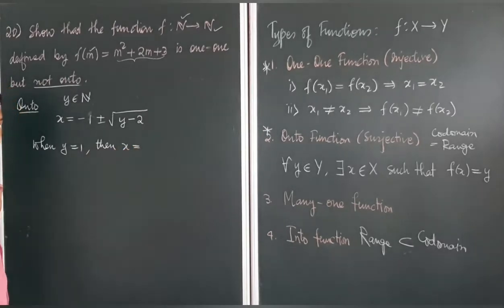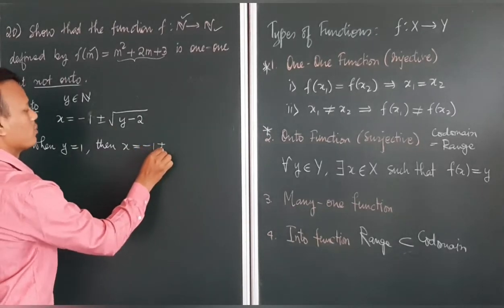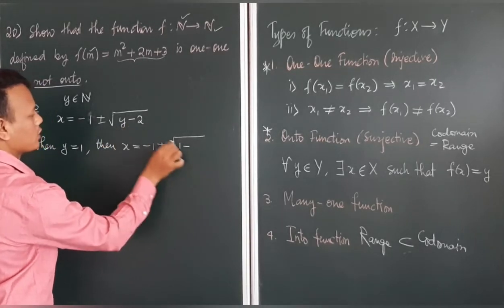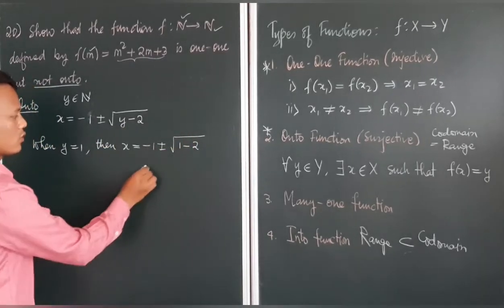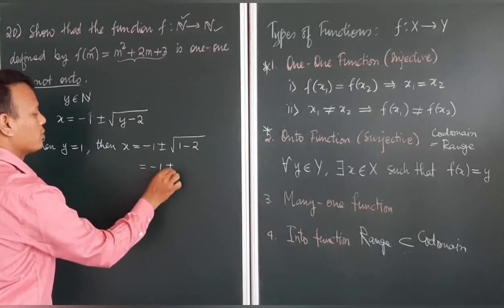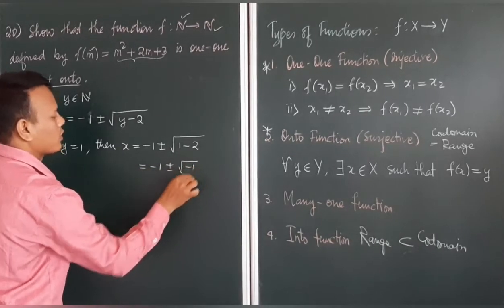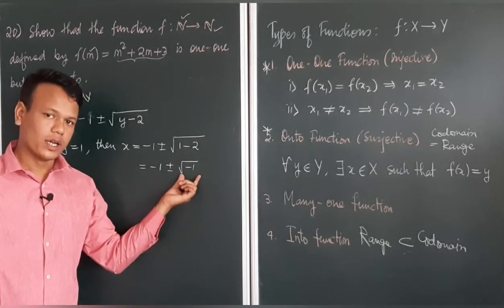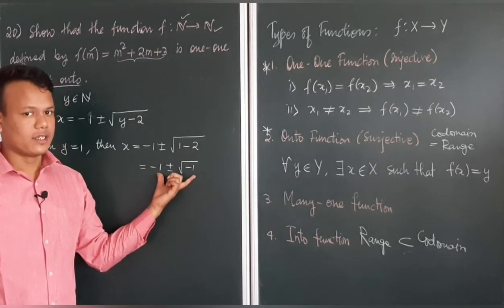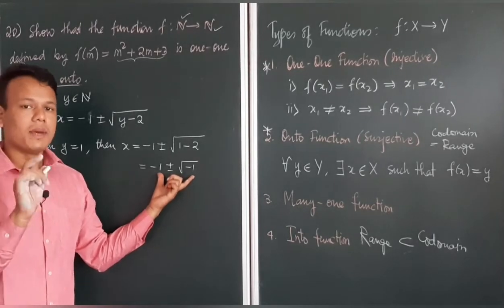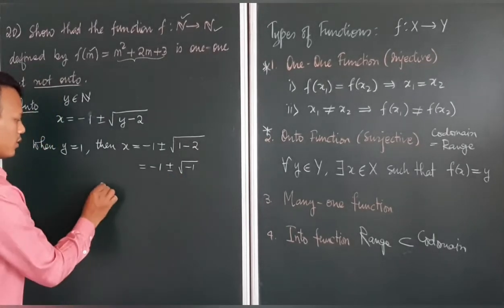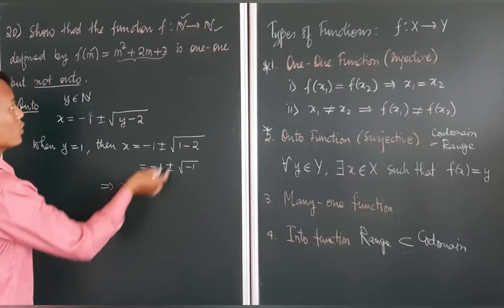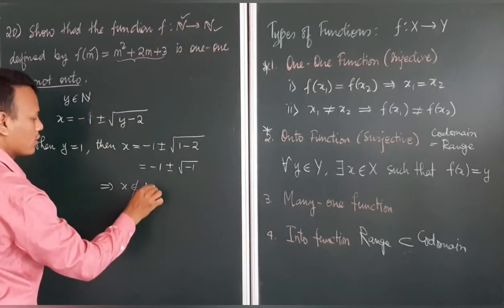So then x is equal to minus 1 plus or minus square root of y minus 2, isn't it? So this is minus 1 plus or minus square root of minus 1, isn't it? Now do we have square root of a negative number? No, right? So that's why this is not a natural number. In fact, this is called an imaginary number. So from here we see that x does not belong to the first set, that is the natural numbers.